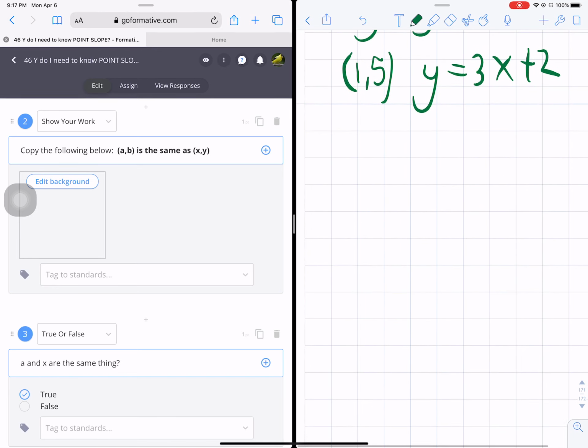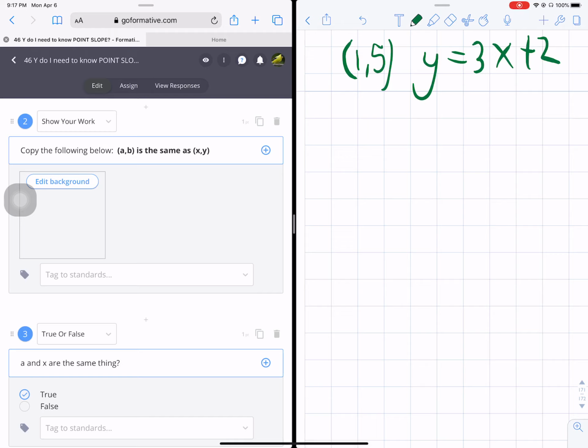Then I can make up another point, right? Let's make up a point: 10 comma 6. Is 10 comma 6 on that line? All you have to do is plug in for the x and plug in for the y, and find out for yourself. So that's all you have to do, is plug it in.